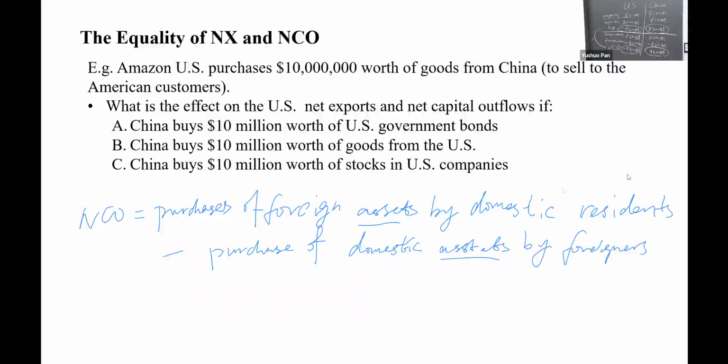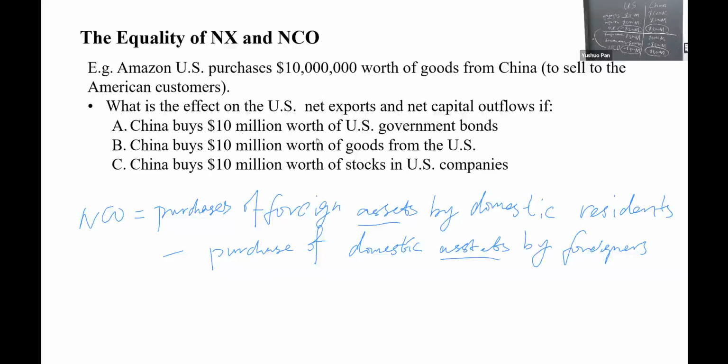Okay, how about this one? Amazon US purchased these goods from China, and what are the effects? So the same logic as the last one, right? First of all, you should distinguish goods, services, or assets. And then if it's an asset, distinguish whether a domestic resident holds foreign assets or foreigners hold domestic assets. How about A? If China buys this amount of US bonds, what would the NCO be? I think this is the same as the last one, right? The last one was 2 people, and this one is 2 countries.